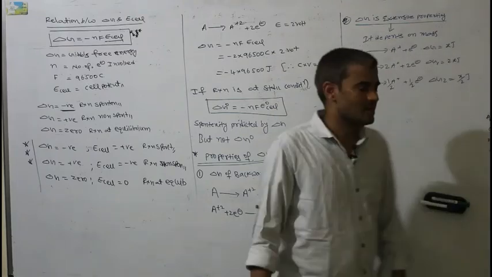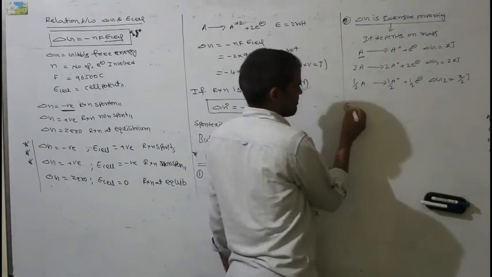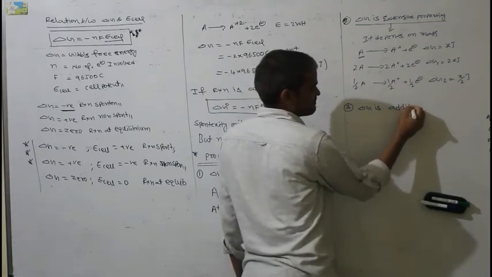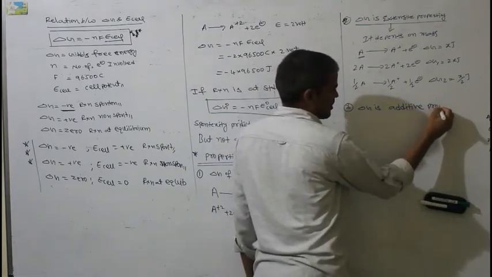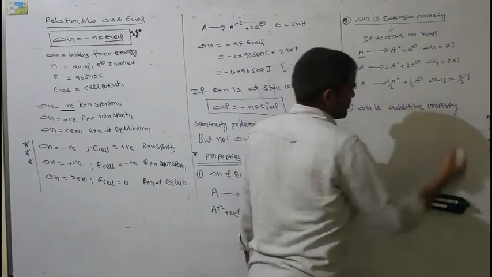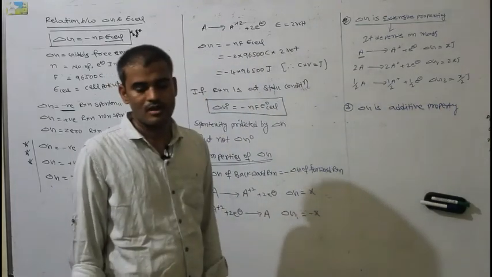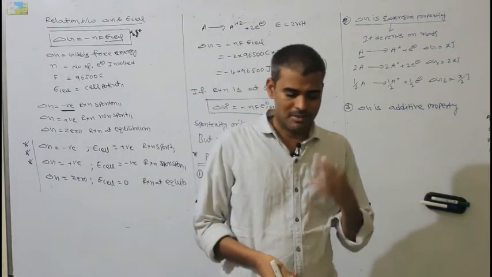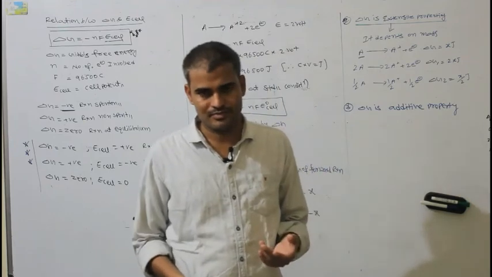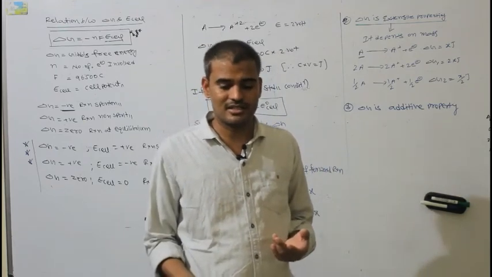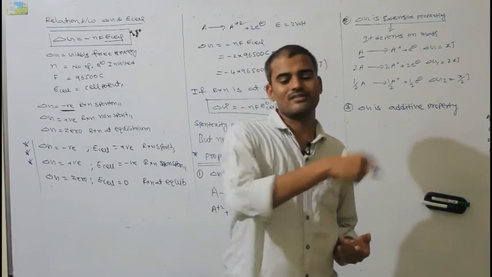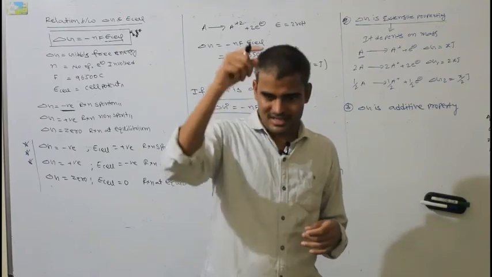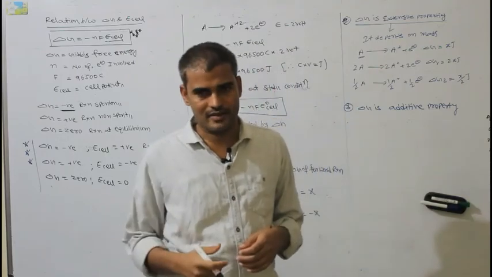Next, the third property of del G. Del G is an additive property. What is meant by additive property? Additive property means when one particular reaction is obtained by adding other reactions, the final equation's del G will be equal to the sum of the del G's of the reactions. So when you add reactions, that sum becomes del G of the resultant reaction.